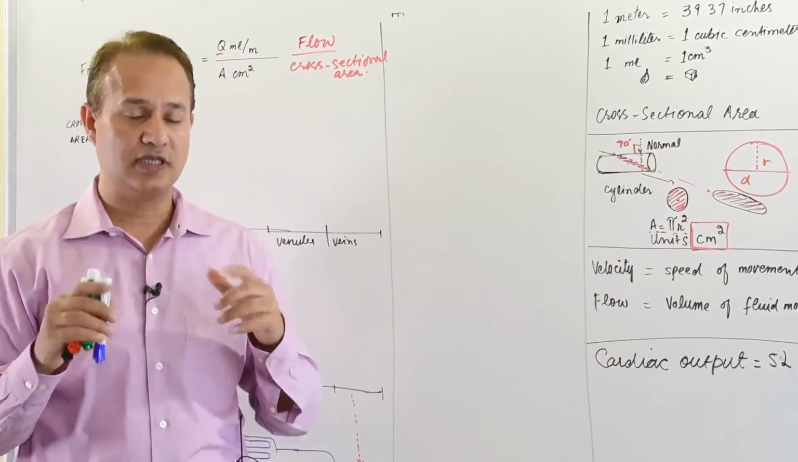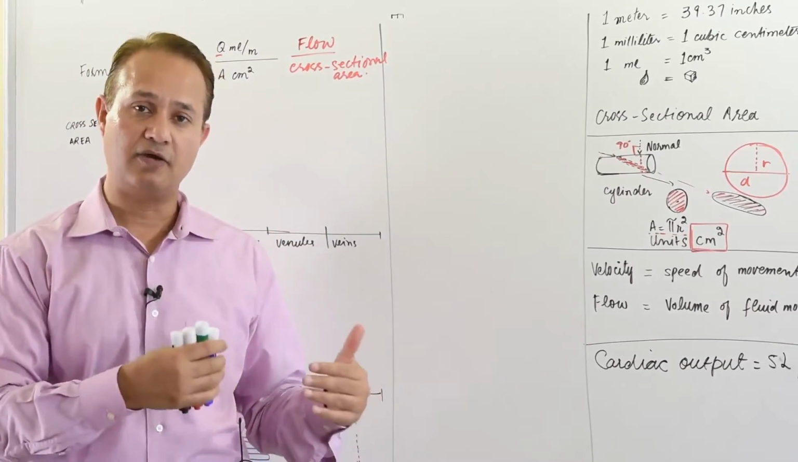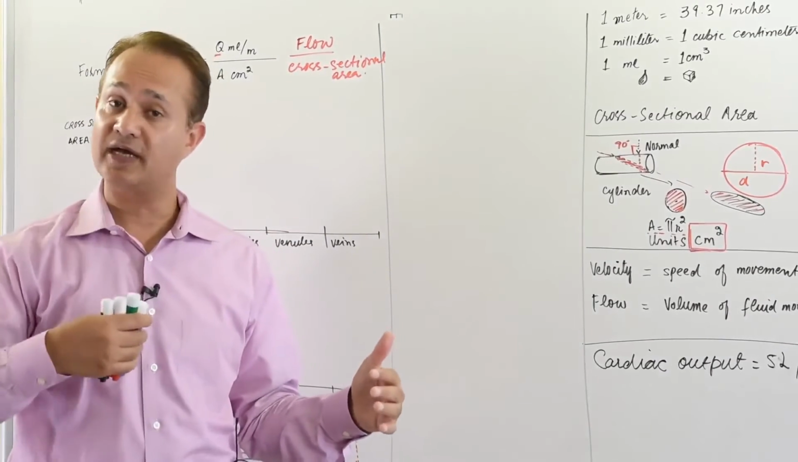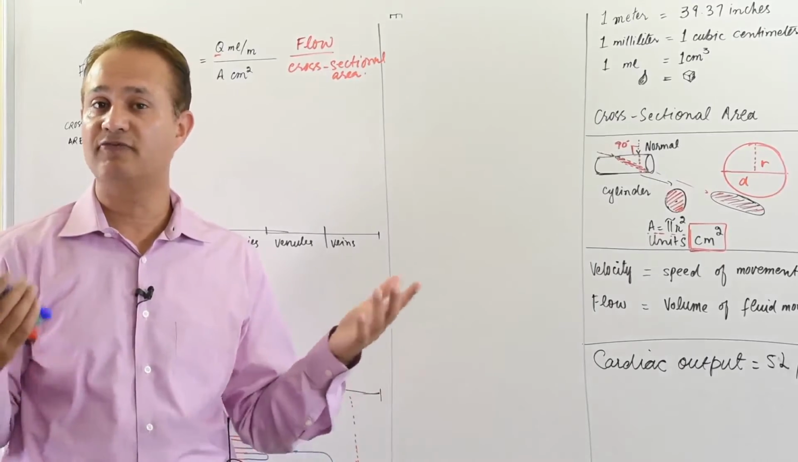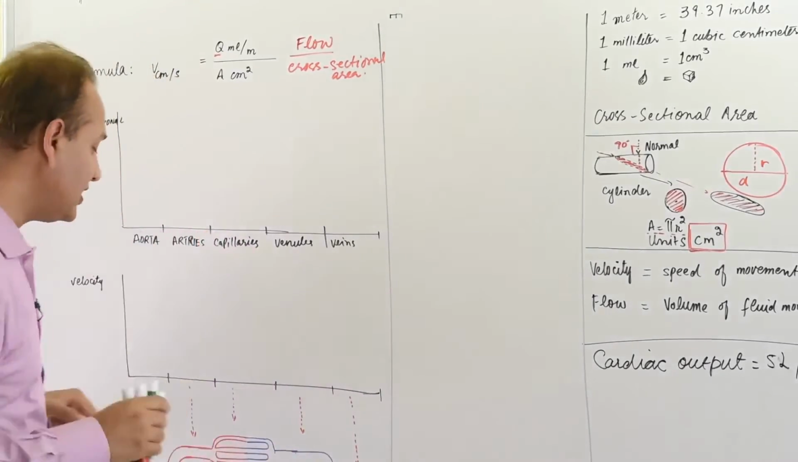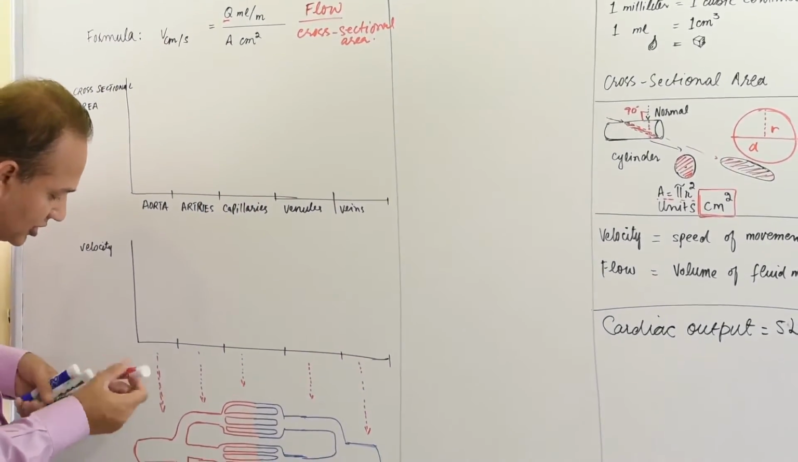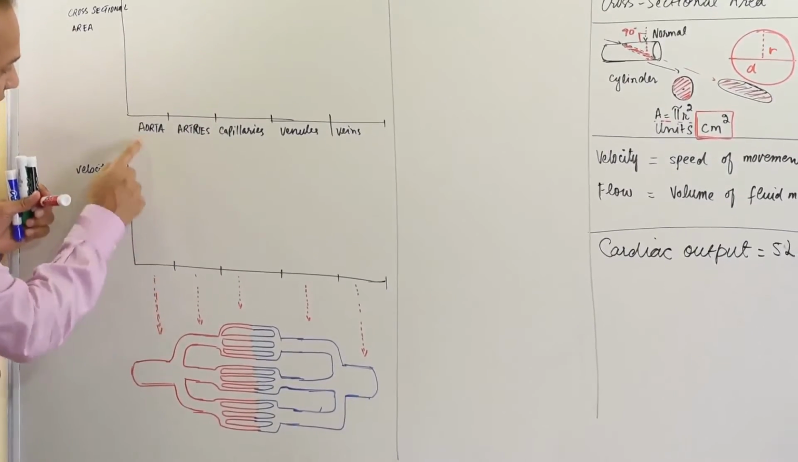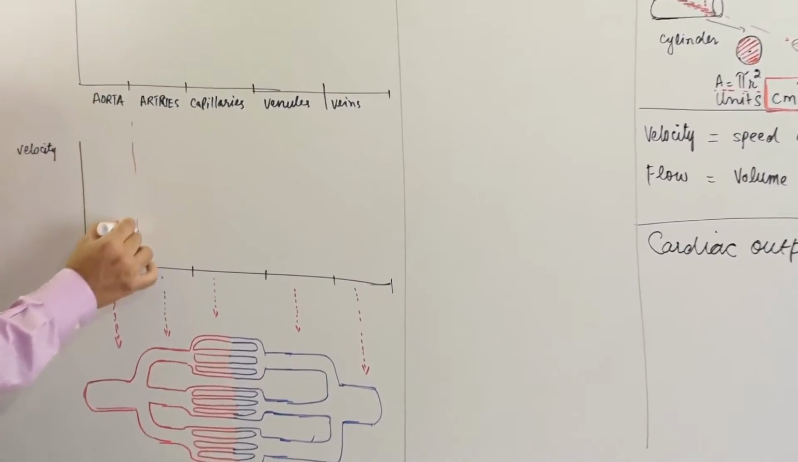And of course you should know this, as the 5 liters of blood is pumping out, it is going out through the body and then coming back to the heart. So the flow has to be 5 liters everywhere. Now where is it flowing through? This is the aorta. So here, this is aorta.